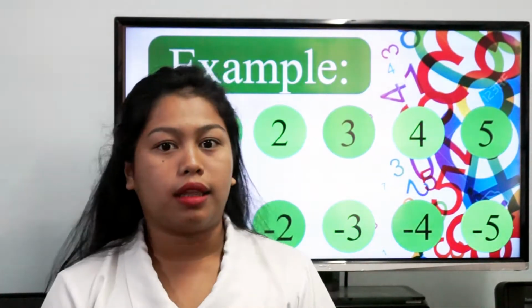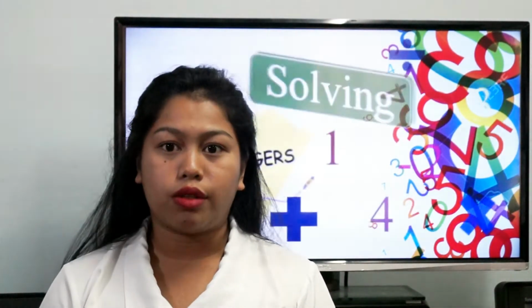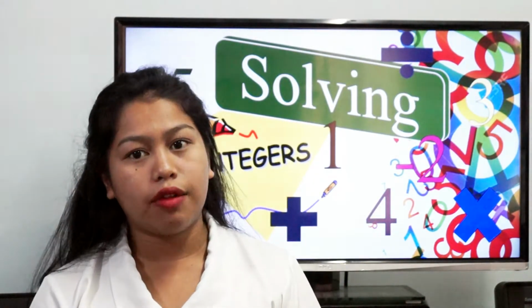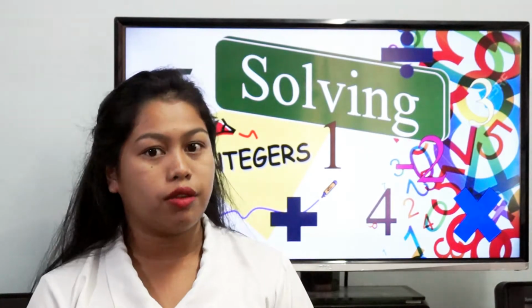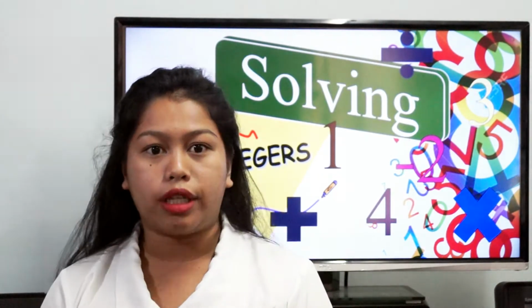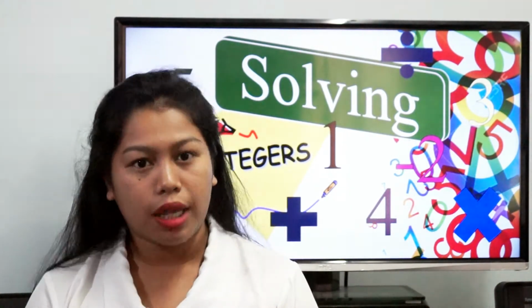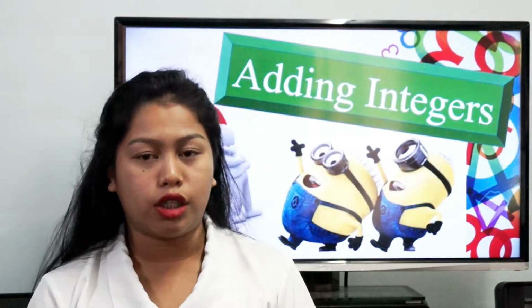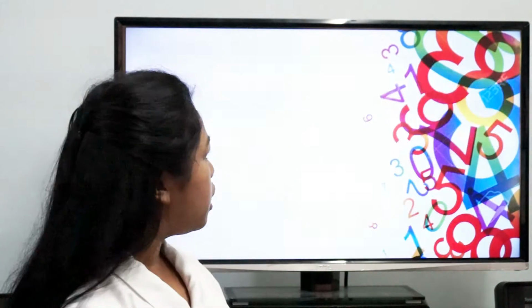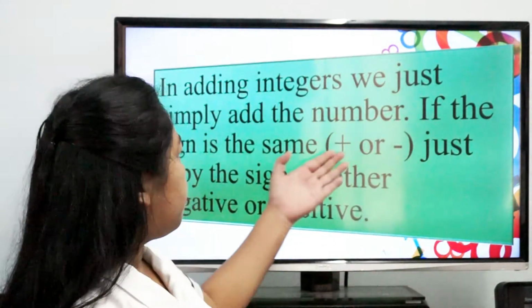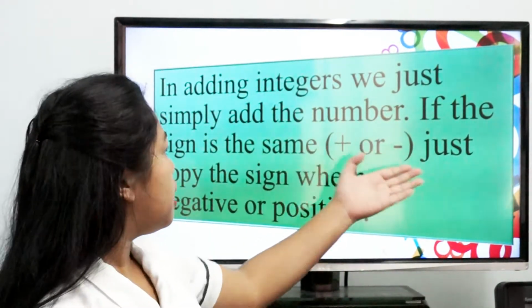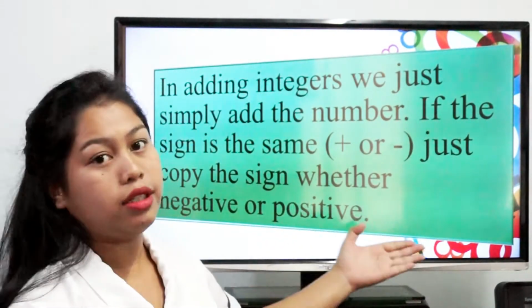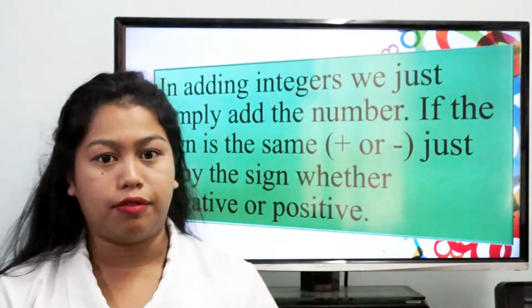Since we all know what integer is, we will try to solve integers, the four fundamental operations. In solving integers, there are rules that we should follow, and we will find out what are the different rules in integers. The first operation we will perform is addition of integers. In adding integers, we just simply add a number. If the sign is the same, positive or negative, just copy the sign whether negative or positive.